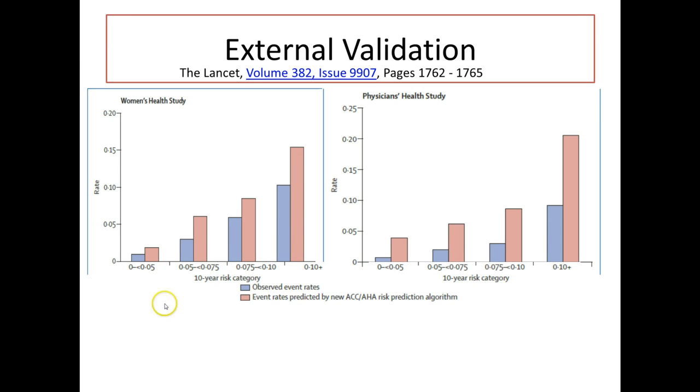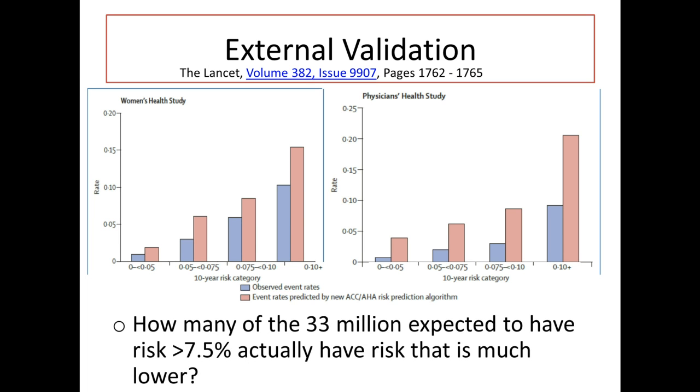And in each case, again, similar to that last calibration curves, the blue is the absolutely observed event rates in the women and men in these particular studies. In the red is the predicted event rates by the new prediction tool, and in some cases it overpredicts by up to 150% the risk of this population. So this is a problem, and you have to ask yourself, how many of the 33 million new people expected to have risk greater than 7.5% actually have risk that high?